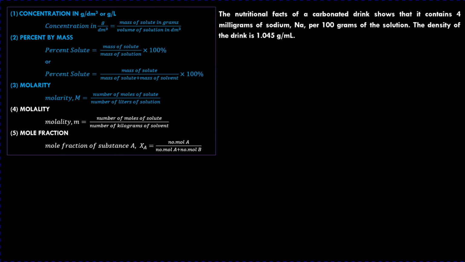So the density of the carbonated drink is measured. It's here. And also, this information is also relevant. As you can see here, 4 milligrams of sodium per 100 grams of solution. This information actually gives us the percent by mass of sodium. So directly from here, we can actually get now the percent by mass of sodium, which is 4 milligrams per 100 grams.